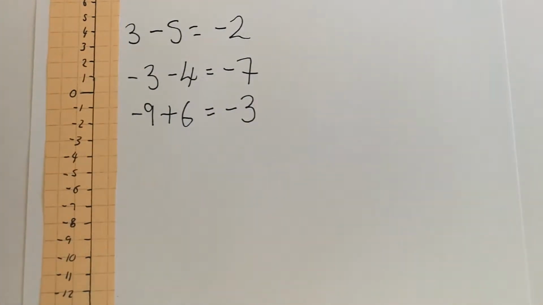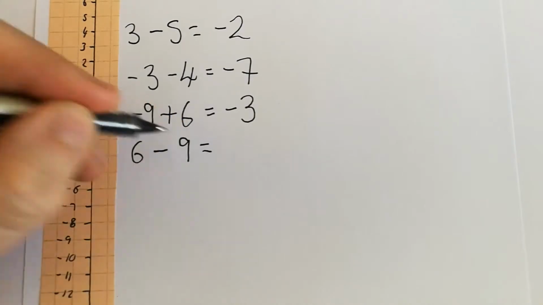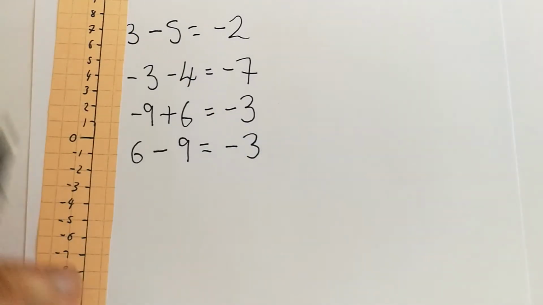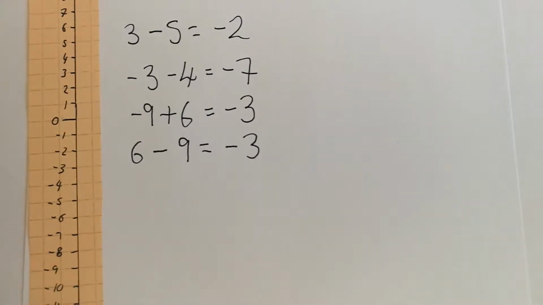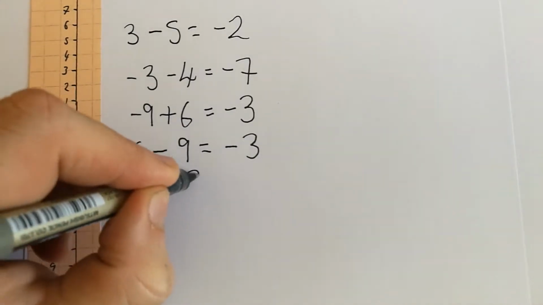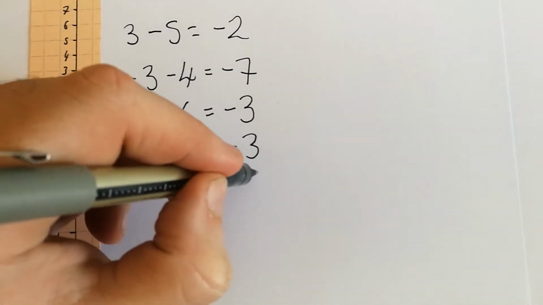So those are 3 examples. Let's do 2 more quickly. Let's go for 6 minus 9. So I'm 6 meters above water and then going down 9. So 1, 2, 3, 4, 5, 6, 7, 8, 9. Minus 3. And let's go for minus 5 plus 3. So I'm 5 meters below water and going up 3. 1, 2, 3 equals minus 2.